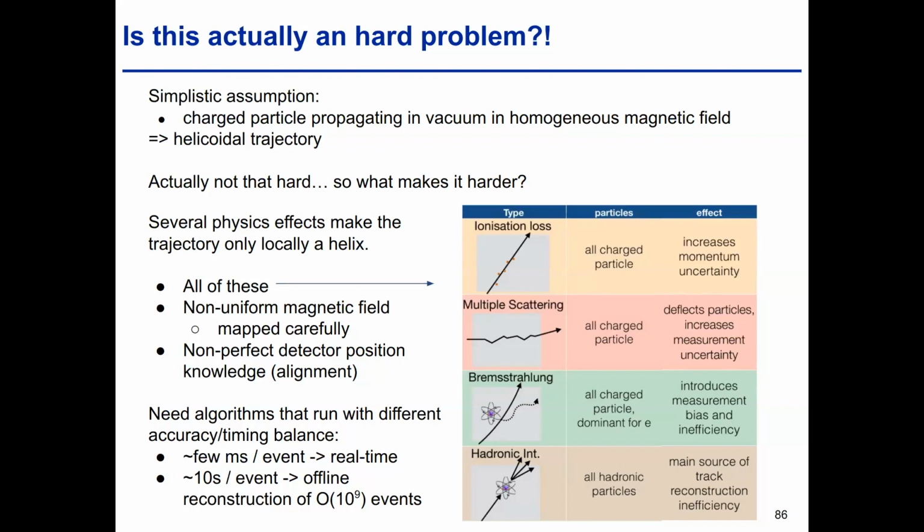To add to all of this, we also have the problem that we need this algorithm to actually run fast. To give an idea, for real-time event analysis, we need this algorithm to run in a few milliseconds to hundreds of milliseconds per event. And for offline reconstruction, we need them to run on the order of 10 seconds per event to figure out all these trajectories.